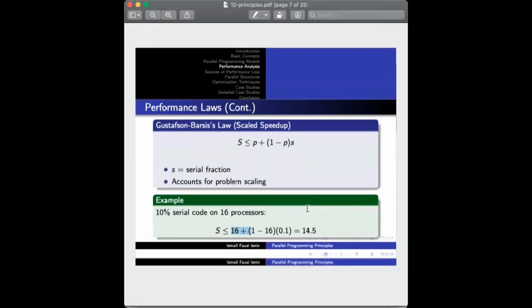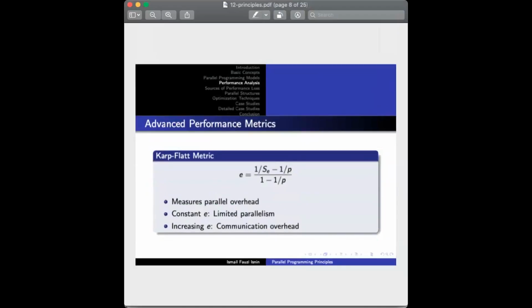Okay, now let's look at another advanced performance metric, the Karp-Flatt metric. When analyzing real-world performance data, the standard speedup equation can mask hidden design flaws. To expose these flaws, we look to advanced metrics like the Karp-Flatt metric. The formula to calculate this is shown here.